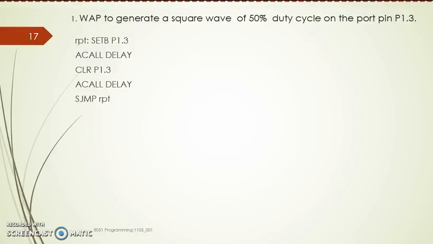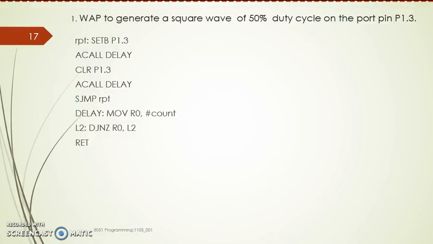So this keeps on. It is setting for some time and resetting for some time, and you will be getting a square wave of 50% duty cycle. Since frequency is not mentioned over here and only 50% duty cycle is given, a random delay routine is being written and it is uniformly called. Therefore, we get 50% duty cycle.